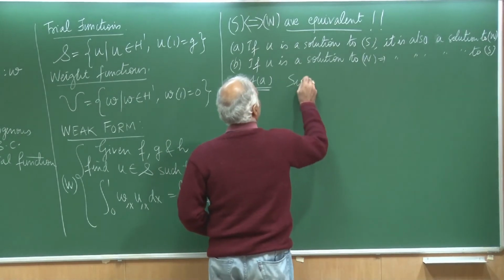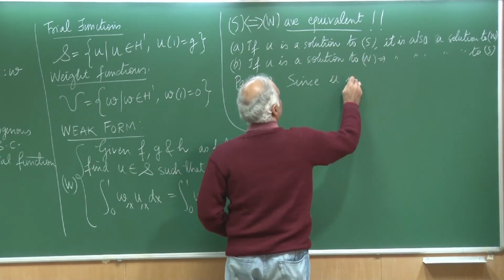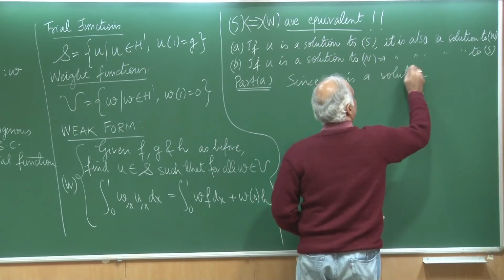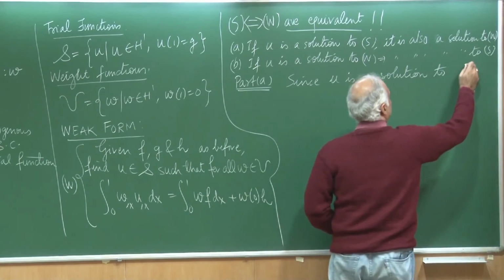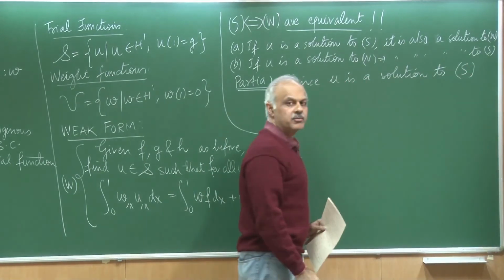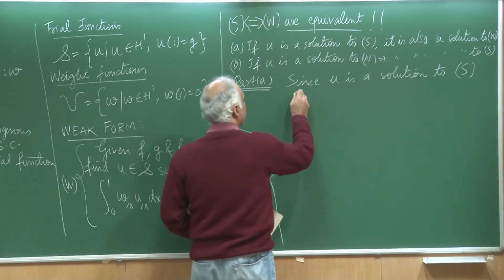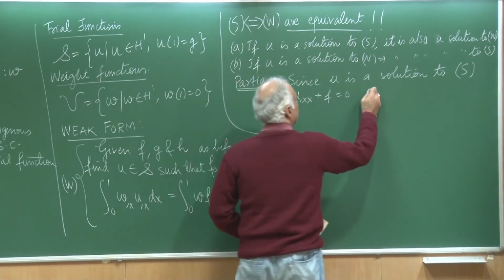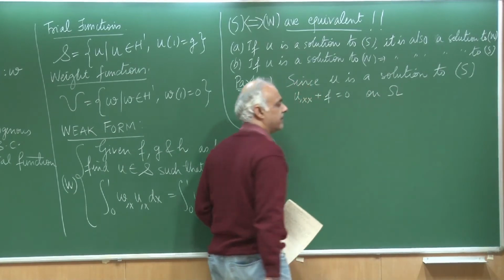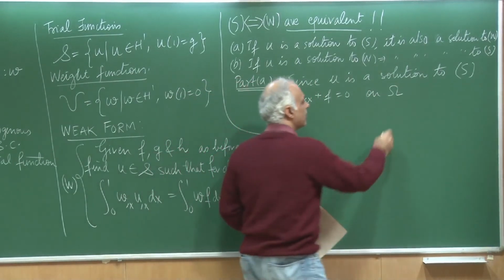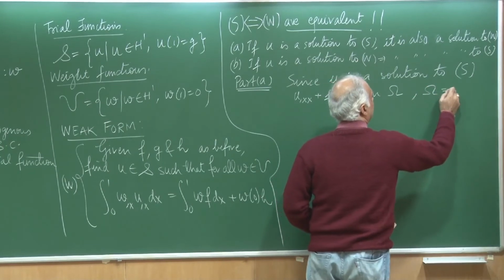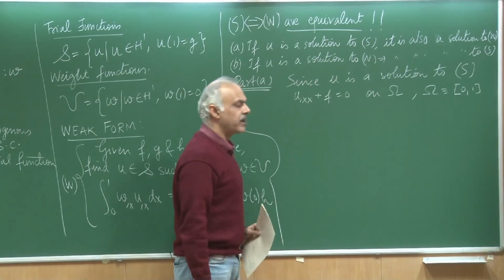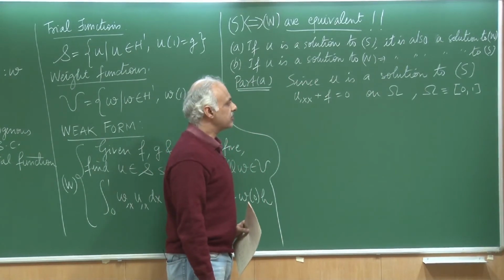So, since U is a solution to the strong form of the problem, that means it already satisfies U comma xx plus f equal to 0 on omega. And please recall, omega corresponds to the set 0 to 1, all the points that belong to the closed set 0 to 1.